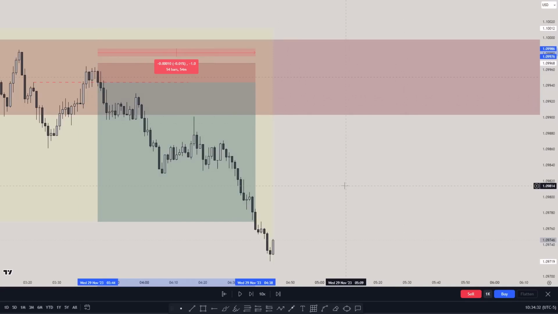This is how we can align all time frames, starting from the weekly to the daily, and then 15 minutes and 1 minute. This is how we do it. It's not always about quantity, it's about quality.